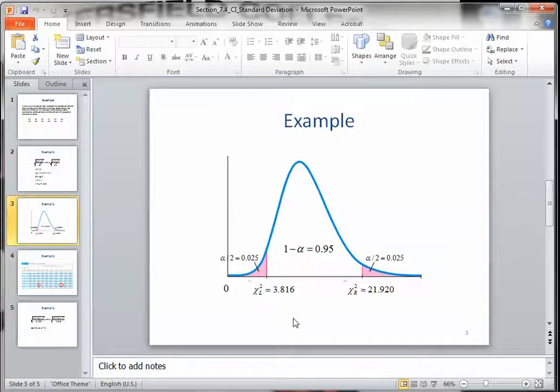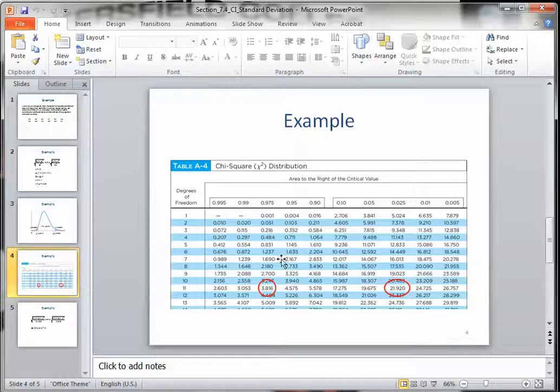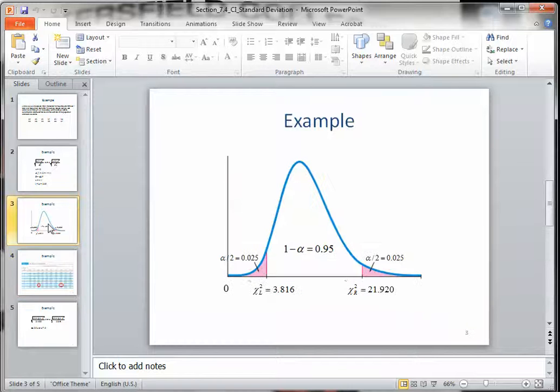Let's go back to the graph. The area to the right of chi-square right is 0.025. And we know the degrees of freedom is 11. So here, area to the right is 0.025. You first look at this column and then look at the row where the degrees of freedom is 11. So you get chi-square right is 21.920. Right. How about chi-square left?